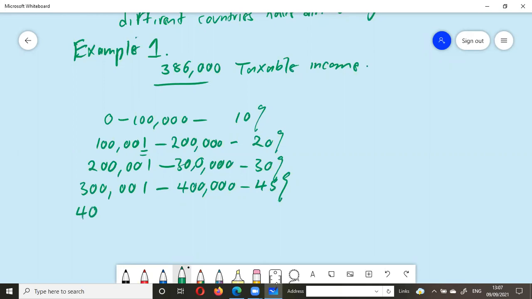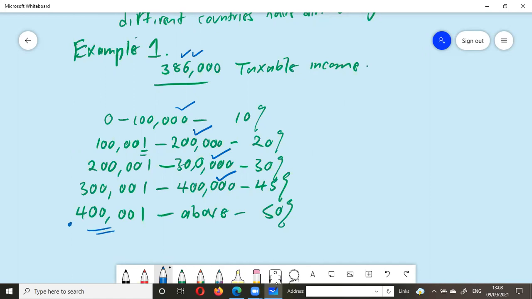Then from 401 and above, they're charging us 50 percent. But look at the amount we have: 386,000. So this amount of money qualifies for the first 100, the next 100, the third 100, but doesn't reach here. Because it is not above, the charge rate will be as follows.